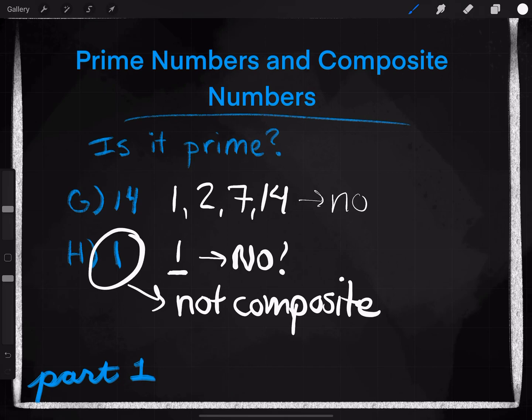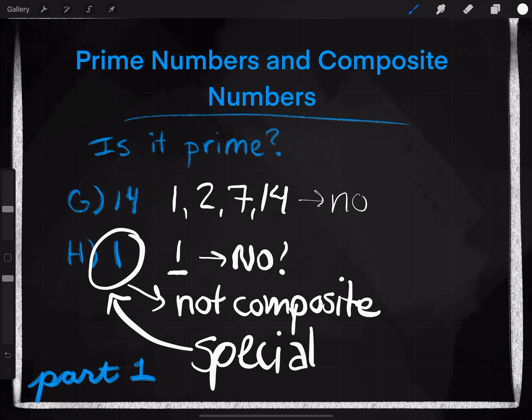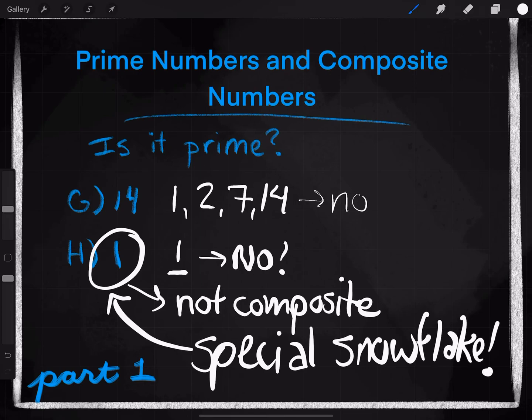1 is a special snowflake. I say that because it is the only one of its kind. It is so wonderful. Mathematicians think 1 is very special. And being neither prime nor composite is just one of its many special properties. So, our mathematician's favorite number is not prime or composite.